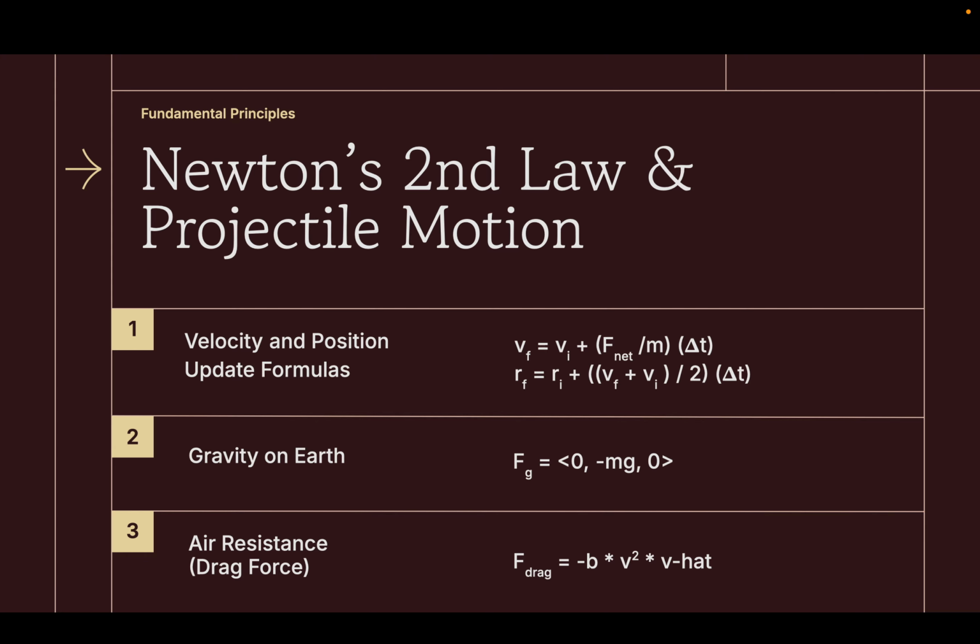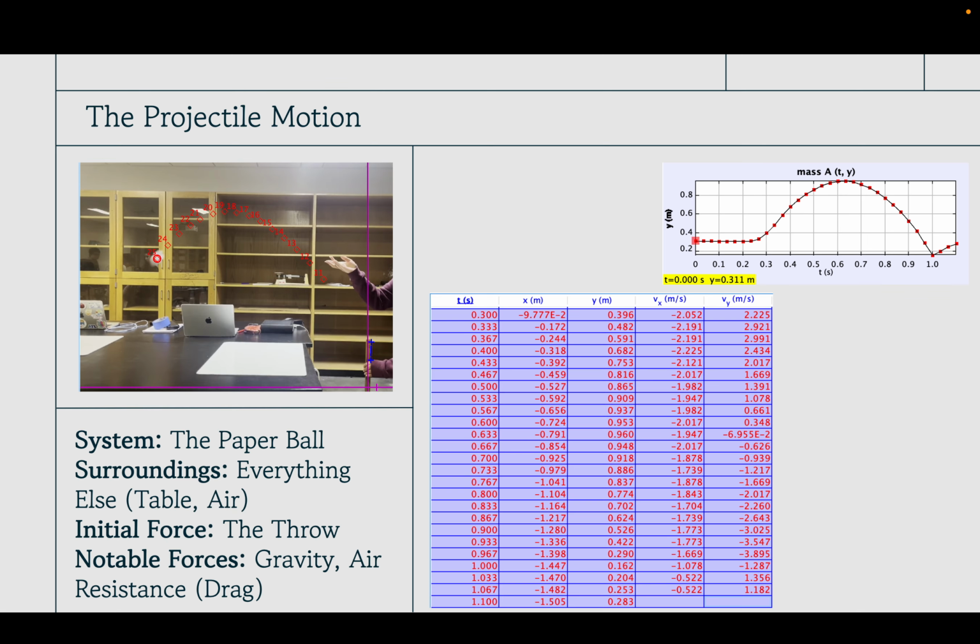The net force is usually just made up of gravity on Earth and air resistance or drag force, which have the formulas given here. The projectile motion in this case was me throwing a paper ball, or a wad of paper, into the air. The system was the paper ball. The surroundings were everything else, like the table, air, etc. The initial force was the throw, and notable other forces during the motion were gravity and air resistance, or drag. And here you can see the extracted positions and average velocities calculated using Tracker.